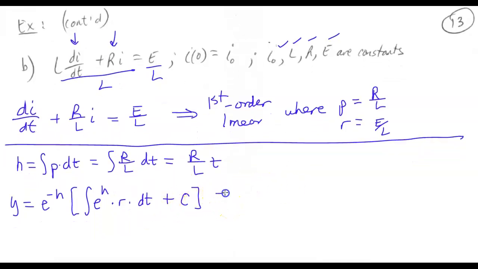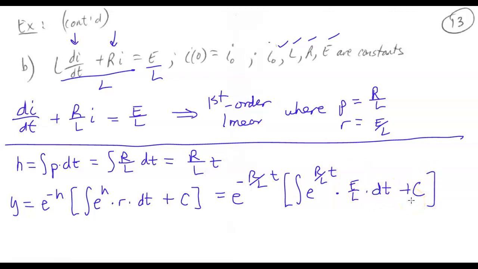All right, so once we have this, then we just have e raised to the negative R/L t times the integral of e raised to the h, which is positive R/L t, times r, and of course our r is E/L, dt plus integration constant. Okay.